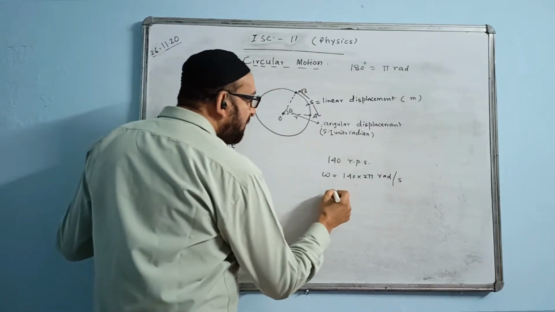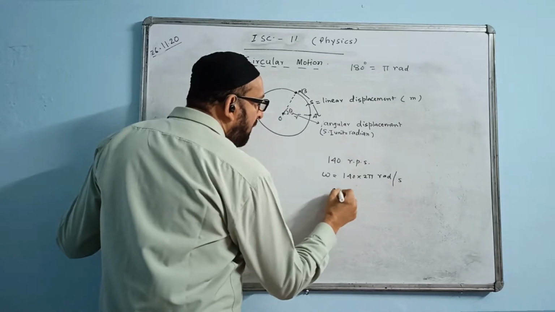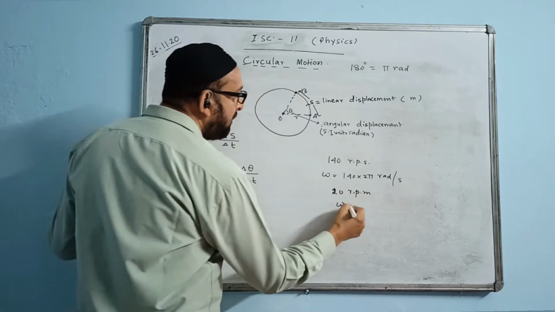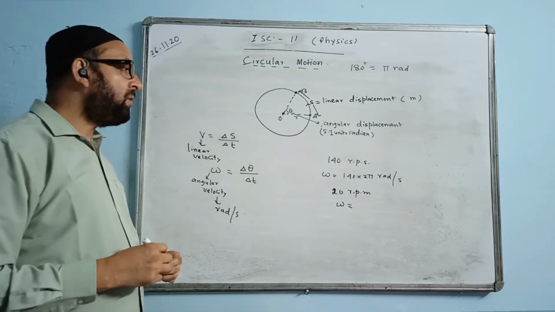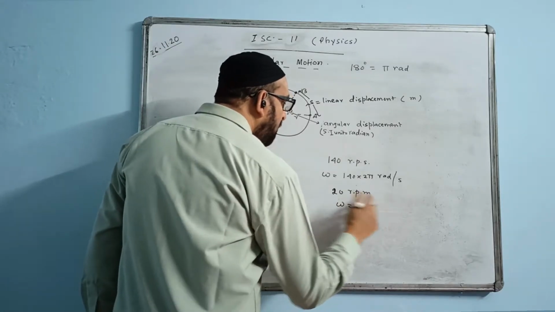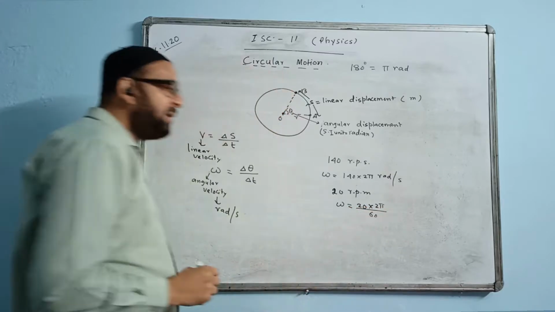Sometimes it is given like this: 20 rpm. How do we change it to radian per second? This is revolutions per minute or rotations per minute. We will write 20. One revolution will be 2 pi. Minute will change into seconds.